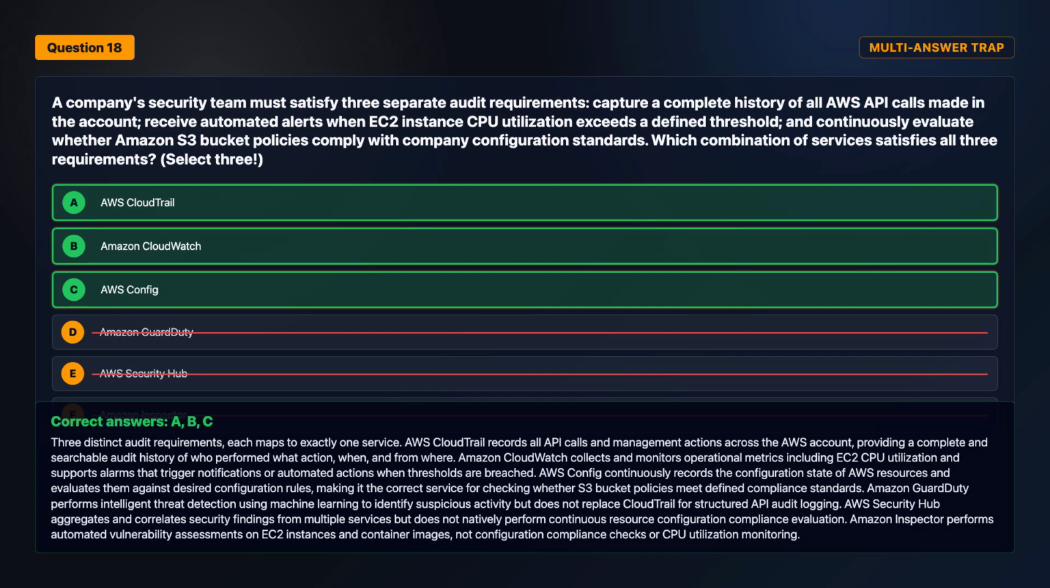Amazon GuardDuty performs intelligent threat detection using machine learning to identify suspicious activity, but does not replace CloudTrail for structured API audit logging. AWS Security Hub aggregates and correlates security findings from multiple services, but does not natively perform continuous resource configuration compliance evaluation. Amazon Inspector performs automated vulnerability assessments on EC2 instances and container images, not configuration compliance checks or CPU utilization monitoring.